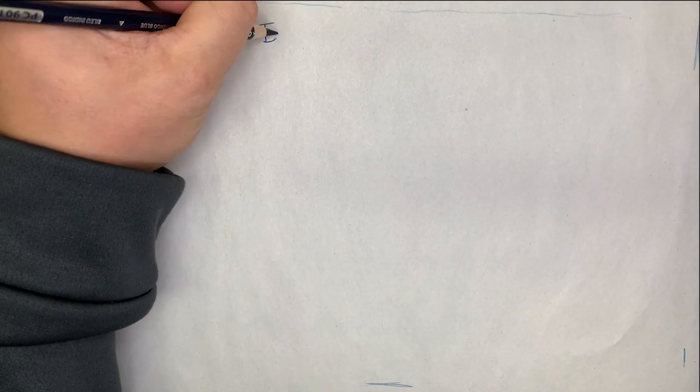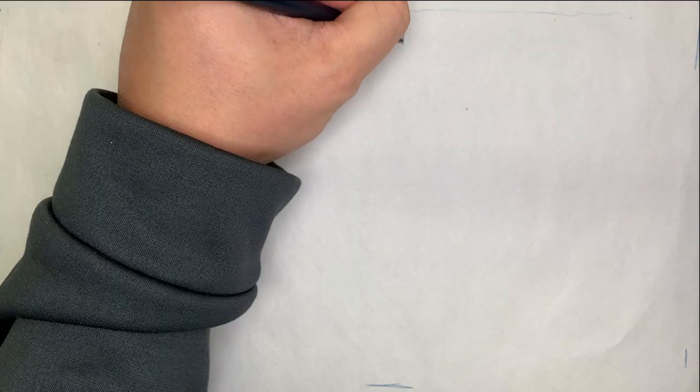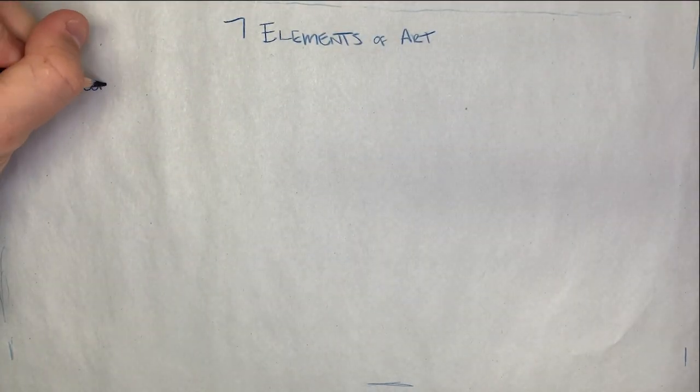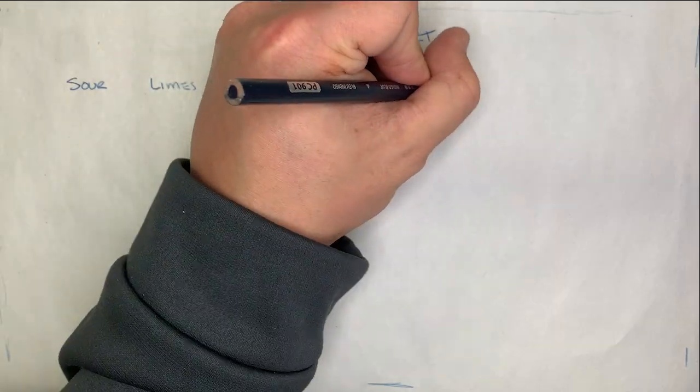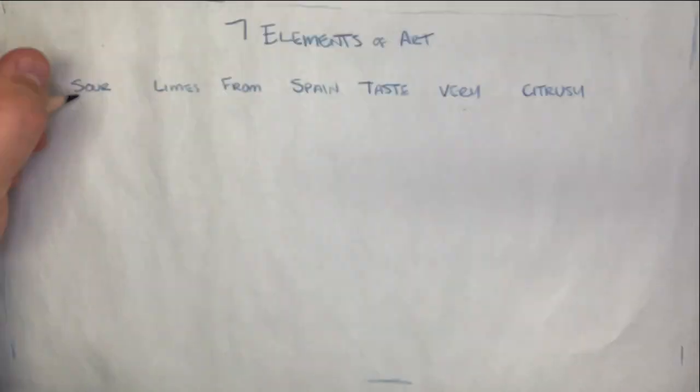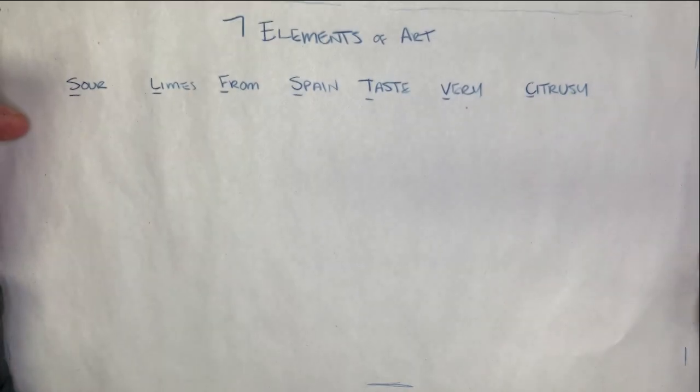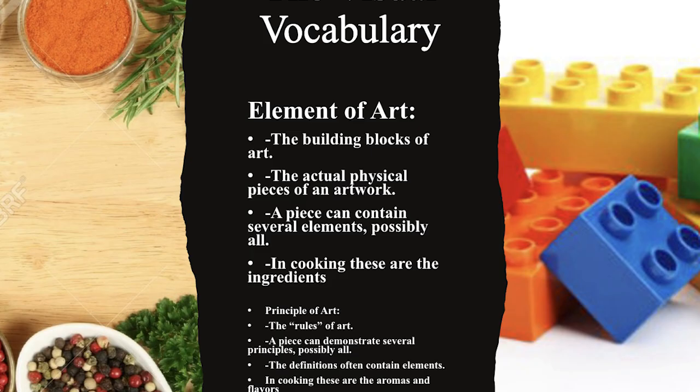All right. Well, today we're going to talk about the 7 elements of art. So go ahead and write down at the top of your paper this sentence: Sour limes from Spain taste very citrusy. So, what are the elements of art?